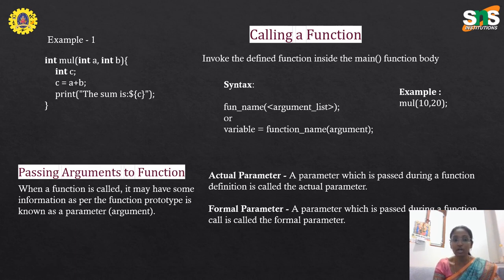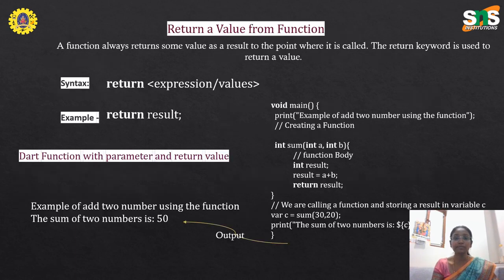Next is passing arguments to functions. Okay, when a function is called, some information is passed to the function as parameters or arguments. We have two types of parameters: one is the actual parameter and the second is the formal parameter. The actual parameter is passed during the function call, and the formal parameter is defined in the function definition.